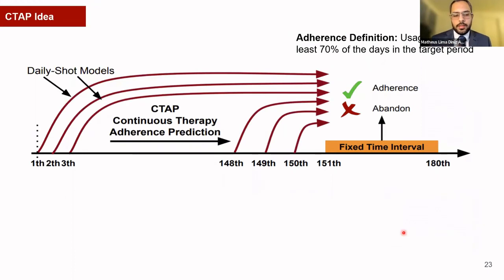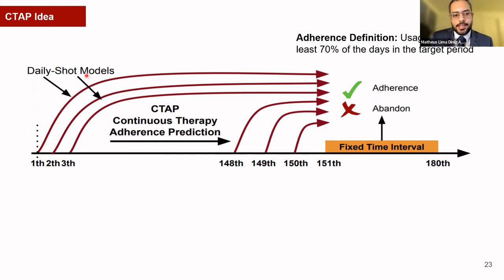So this is when I came up with the CTAP approach, which is continuous therapy adherence prediction. In this approach, what we want to do is not to build just one model, but to build one model per day, from day 1 of the therapy until the day before the target period.